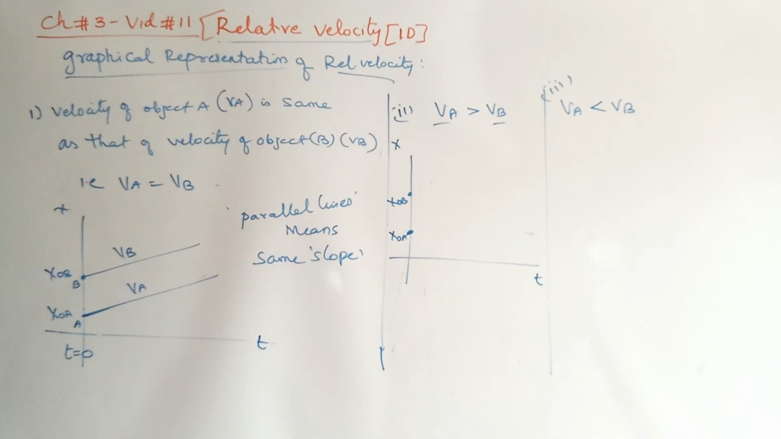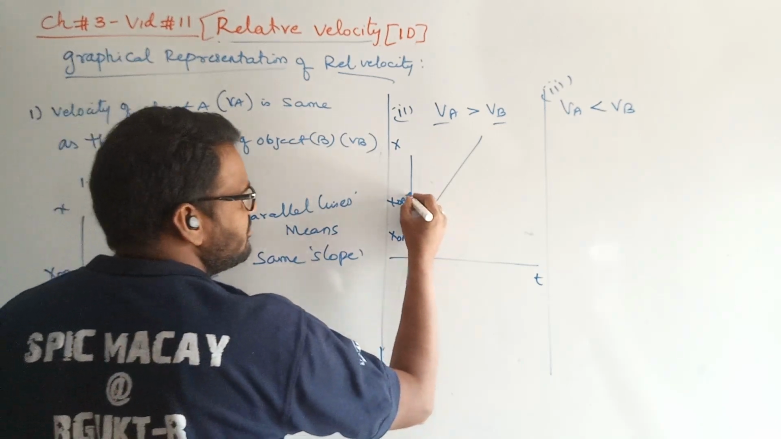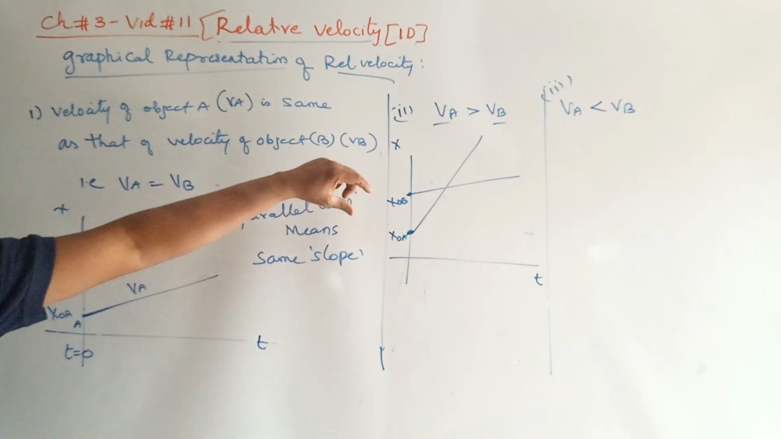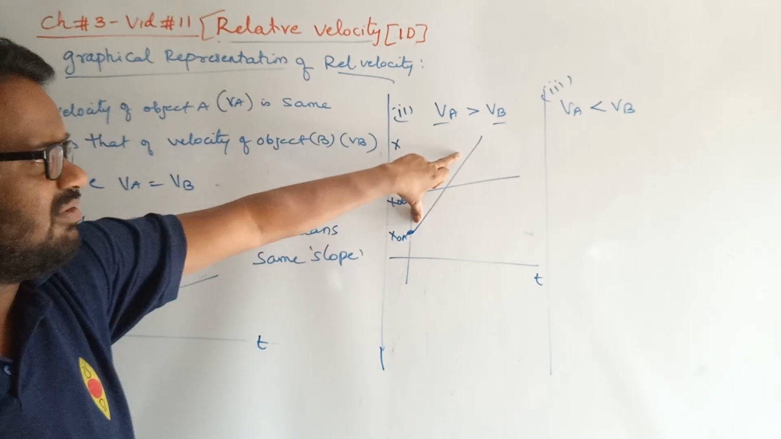Both are there. Whose speed is more here? Velocity of A is more, so it has to be steeper. Velocity of B is going to be less steep. This is the way we show this. Now, is this point clear? This has more velocity than this one. Why does this have more velocity?